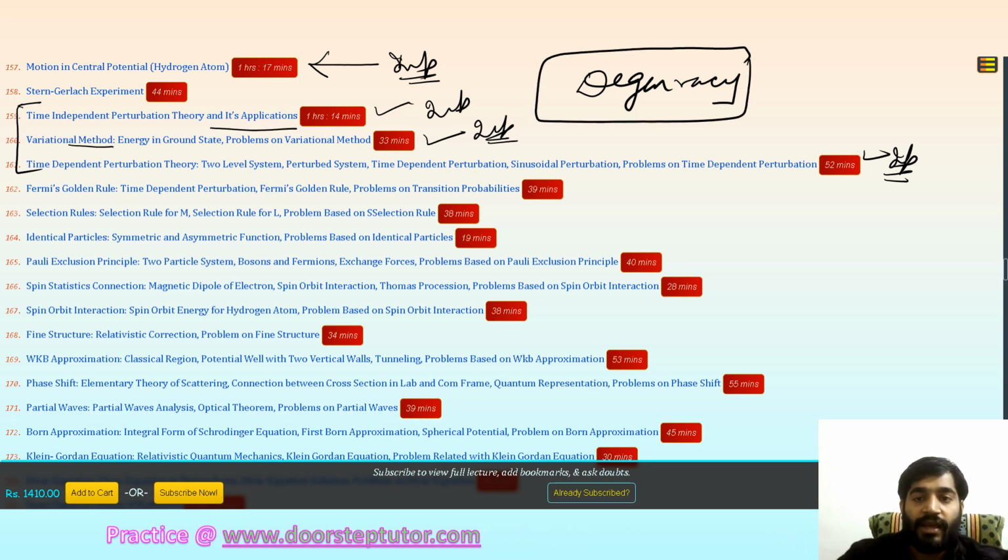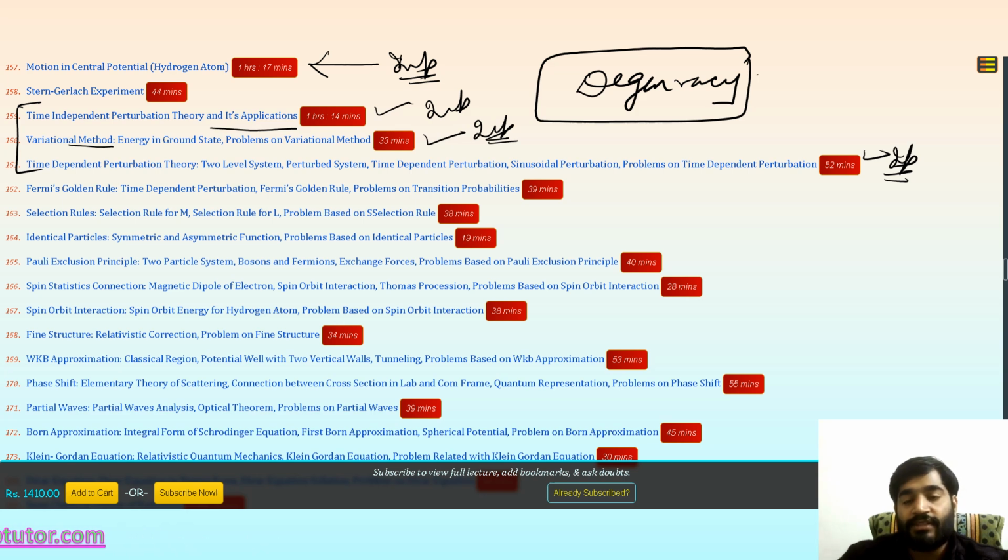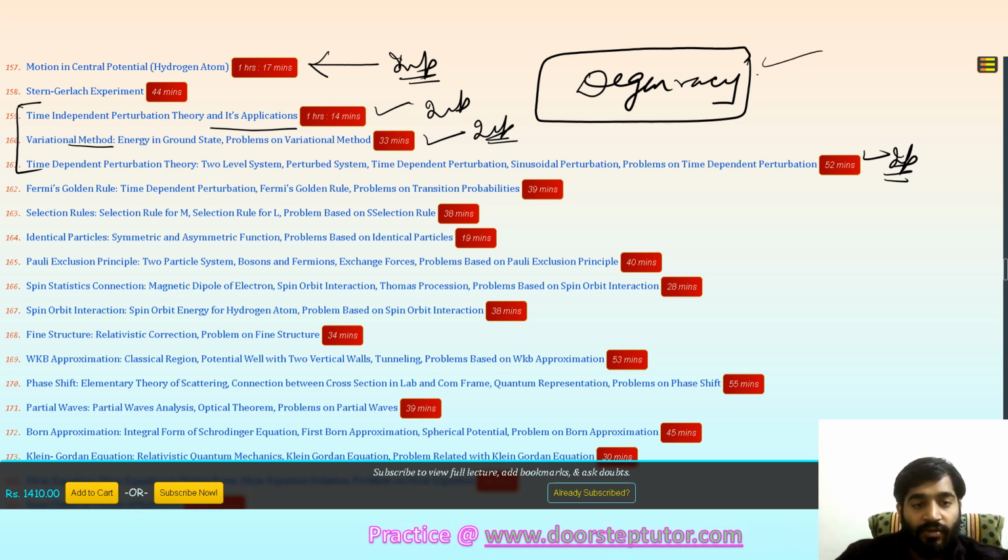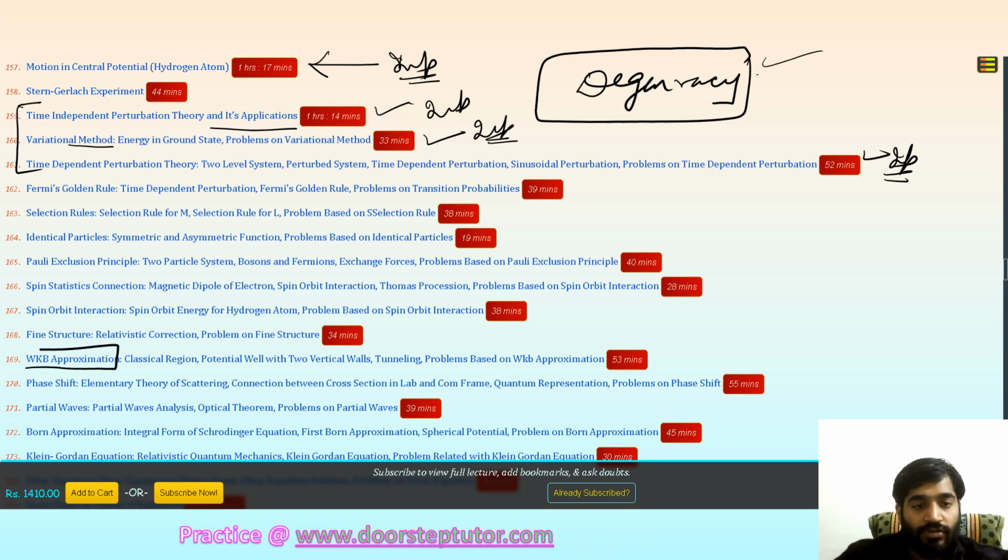Especially they are demanding degeneracy in quantum mechanics, and degeneracy related to any topic, they can relate to the time dependent, they can relate to the time independent. So degeneracy is important here with the variational method, time independent and time dependent perturbation theory. Clear? Now this WKB approximation is also important.